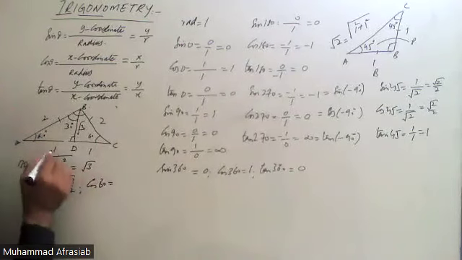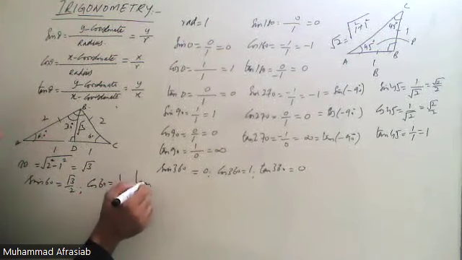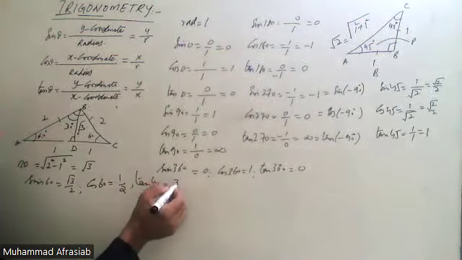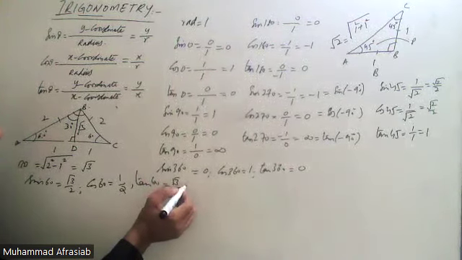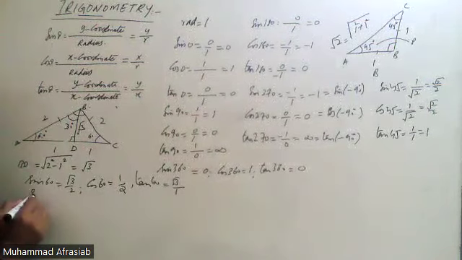Cos of 60, that is base over hypotenuse, that is 1 over 2. And tangent of 60, that is equal to perpendicular over base, that is root 3. And we know that opposite to that angle is 30.